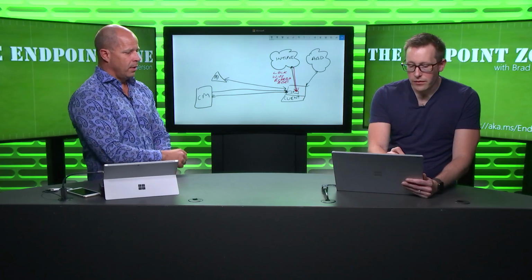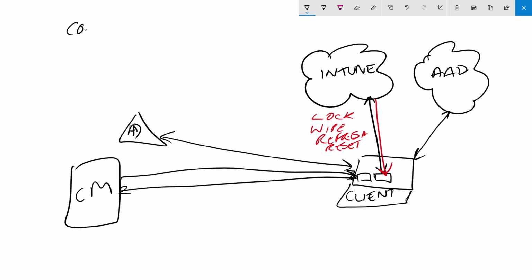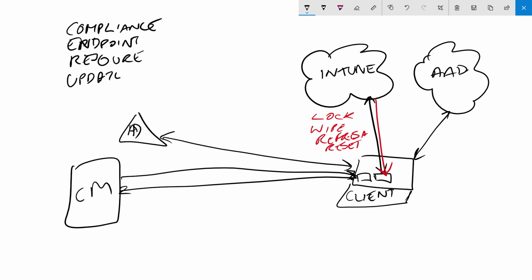Absolutely. So inside of ConfigMan, we actually have these sliders which allow us to do compliance policy, endpoint protection, and resource access, so the ability to provision things like Wi-Fi profiles, certs, those kind of things. There's one other thing which is escaping me at this point in time. Updates. Updates, that's it. Thank you. And that's the fourth thing that's in the tool right now.